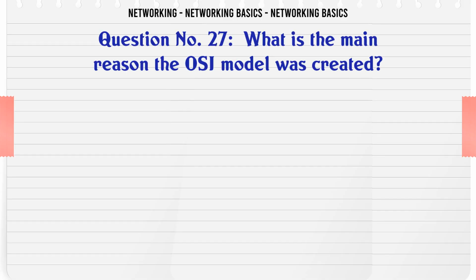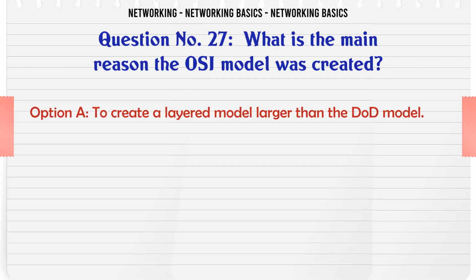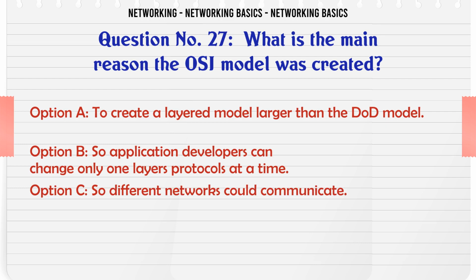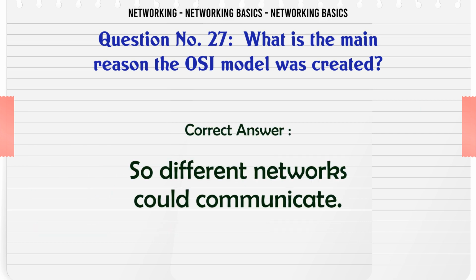What is the main reason the OSI model was created? A. To create a layered model larger than the DOD model. B. So application developers can change only one layer's protocols at a time. C. So different networks could communicate. D. So Cisco could use the model. The correct answer is so different networks could communicate.